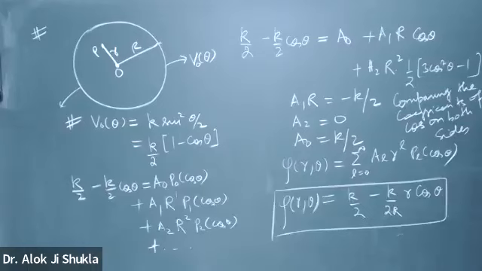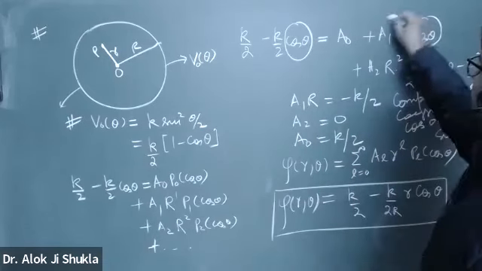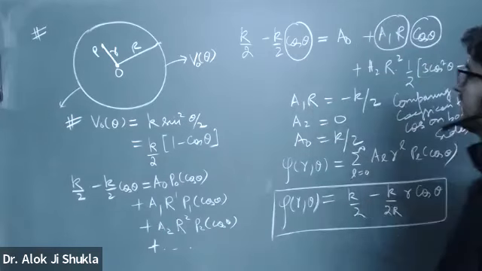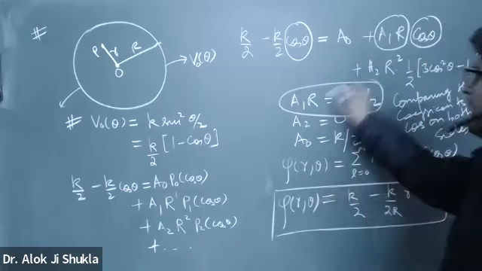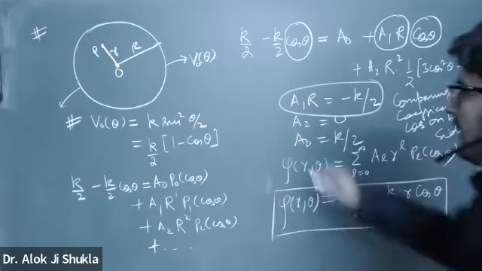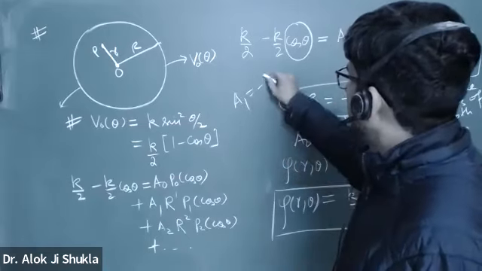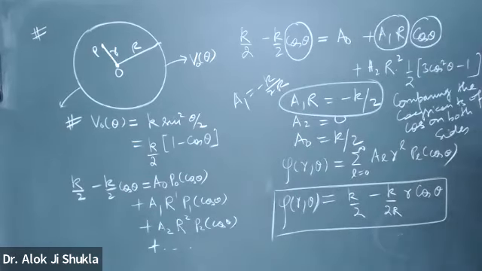सर, A1 वाले टर्म भी एक बार बता दो. कंपेयर करो. दिस इज cos थीटा, दिस इज cos थीटा. So A1R should be equal to minus K by 2. So A1 is minus K by 2R. हाँ जी देखो सर. हो गया ना.